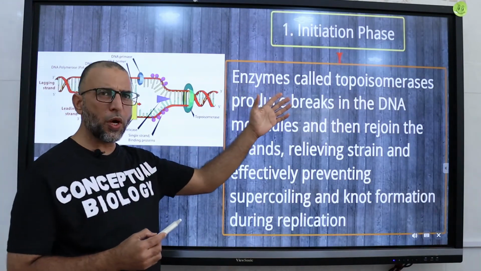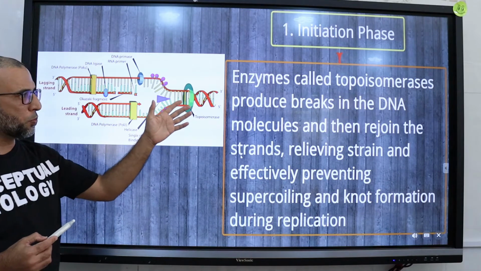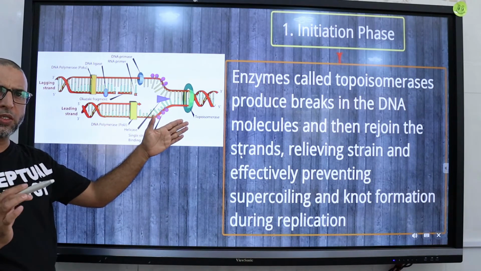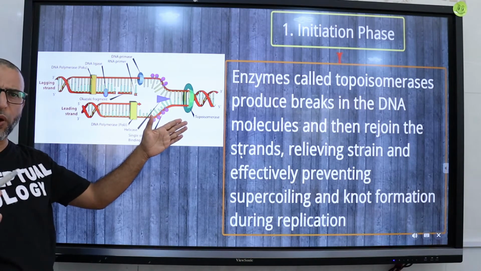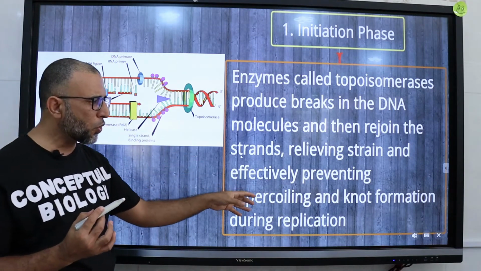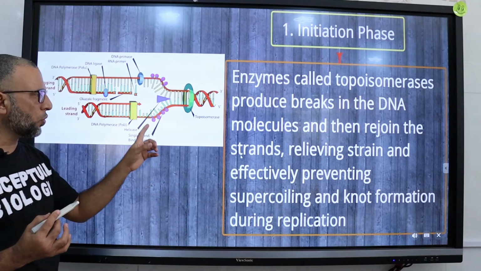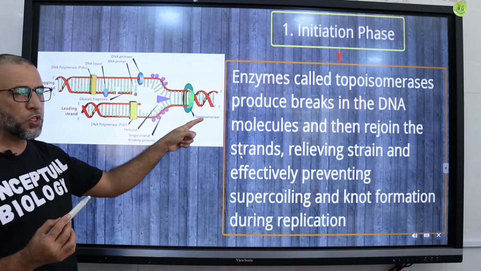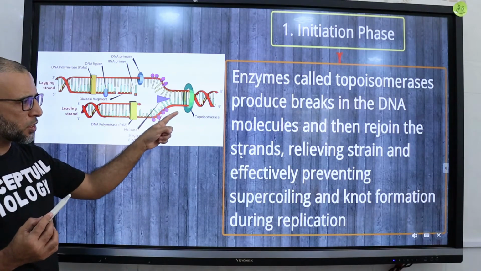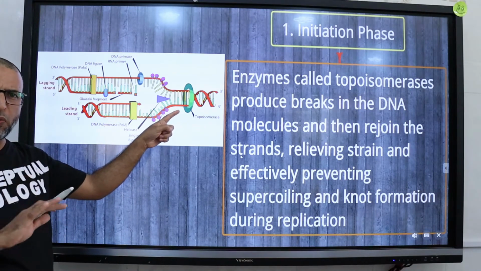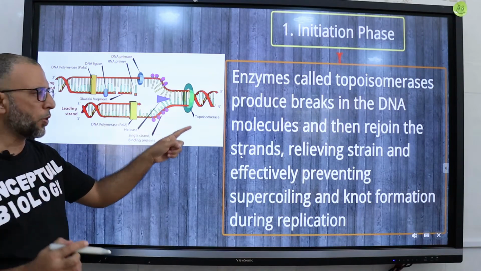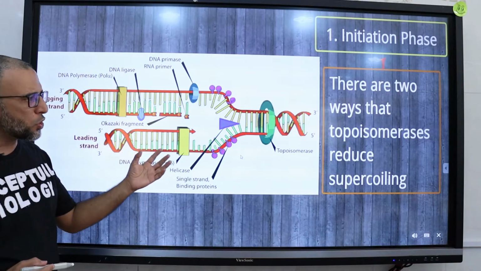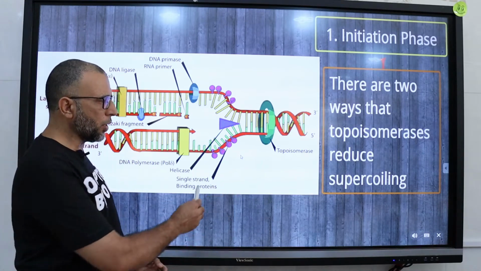Enzymes called topoisomerases produce breaks in the DNA molecule and rejoin the strands, relieving strain and effectively preventing supercoiling and knot formation during the replication process. So, this is the topoisomerase enzyme, and it is responsible for relieving strain during DNA replication. There are two ways that topoisomerases reduce supercoiling.